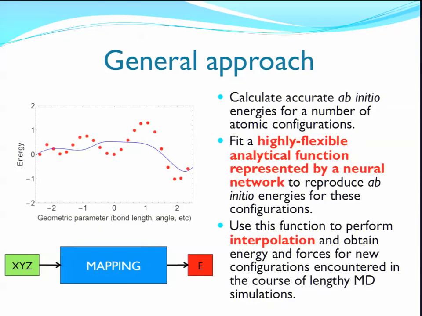Then one can fit a highly flexible analytical function represented by a neural network to reproduce these ab initio energies for given configurations. And finally, one can use this function to perform interpolation and obtain energies and forces for new configurations encountered in the course of lengthy molecular dynamics runs. So after the neural network is parameterized, we do not have to perform ab initio simulations again.